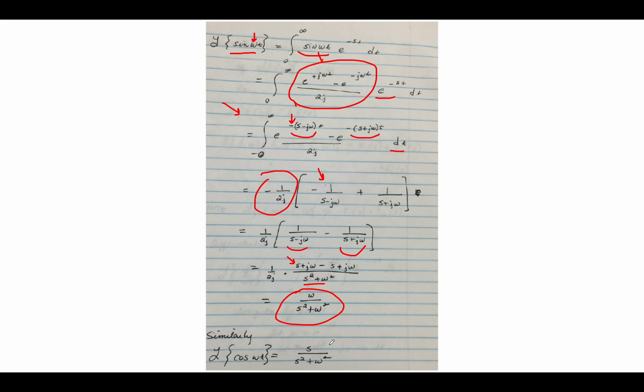If you repeat the same process for the cosine function, the substitution here for Euler's formula is slightly different. It has a plus sign and a 2 in the denominator. And so if you work all the way through that and do the algebra, you find that the cosine ends up being a very similar form. The only difference is you have an s in the numerator rather than an omega. So that's the Laplace transform of a sinusoidal function.